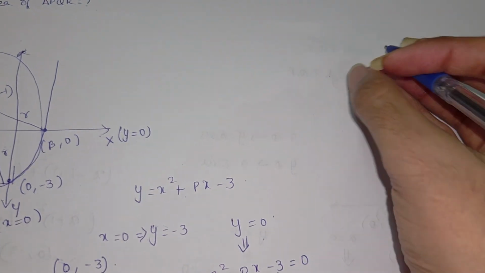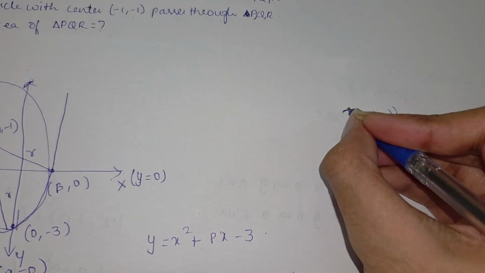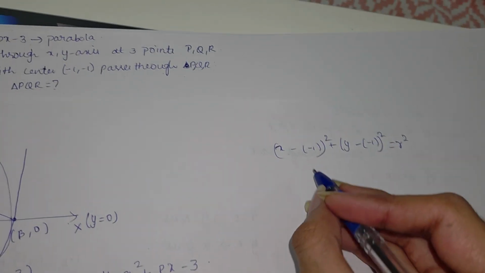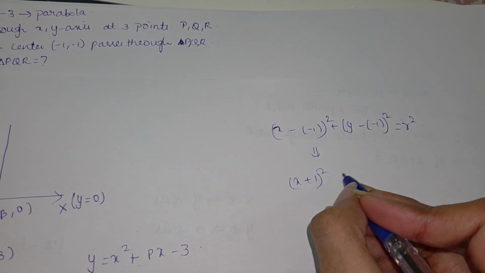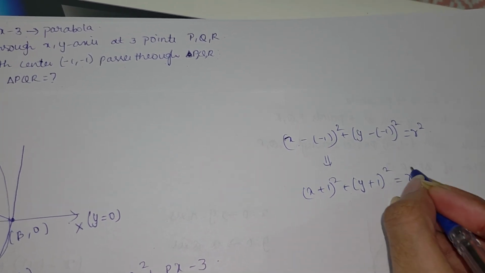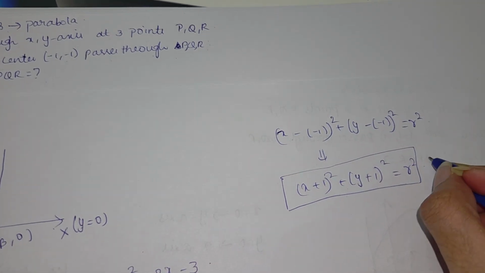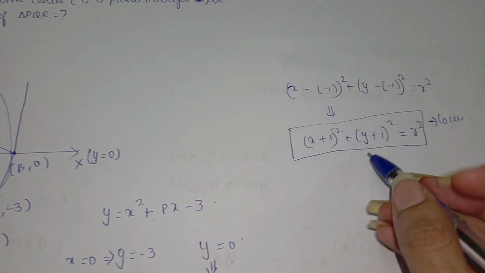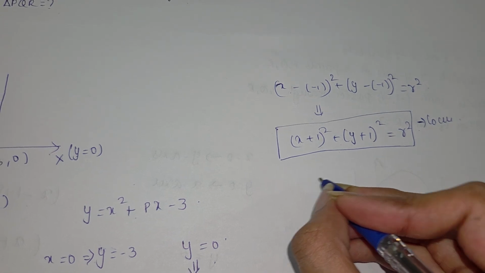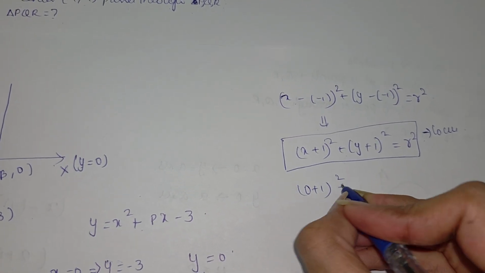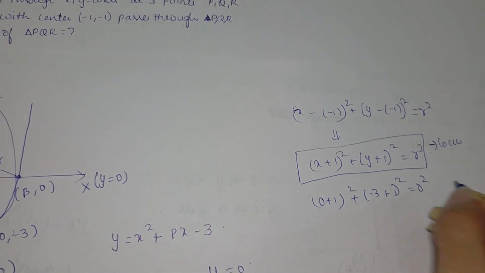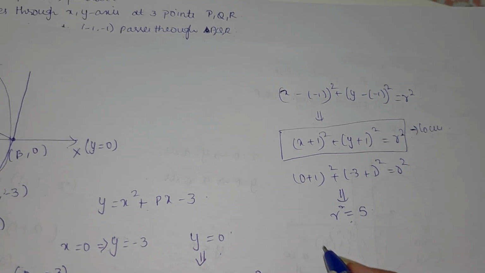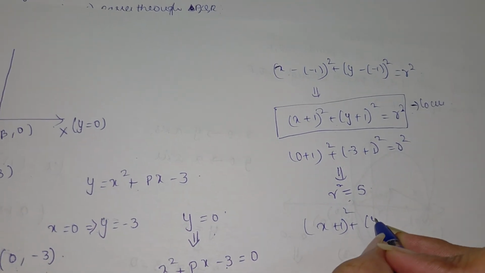So the locus of the circle would be (x minus of minus 1) whole squared plus (y minus of minus 1) whole squared equals r squared. So (x plus 1) whole squared plus (y plus 1) whole squared equals r squared. This is the locus of the circle. Since (0, -3) also passes through this circle, we can substitute those values: (0 plus 1) whole squared plus (minus 3 plus 1) whole squared equals r squared. This will lead to r squared equals 5. So we can put this value back here and we will get the equation this way.